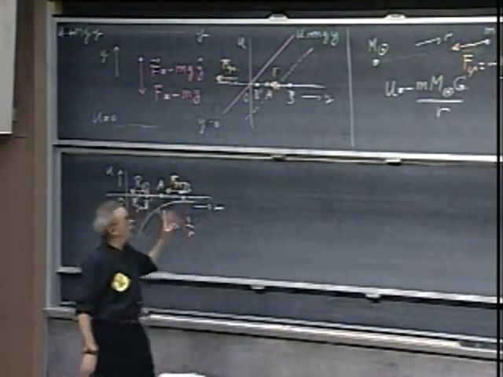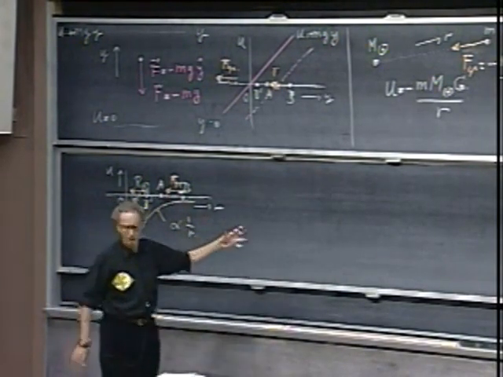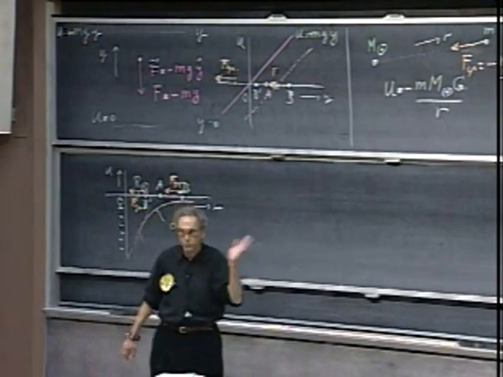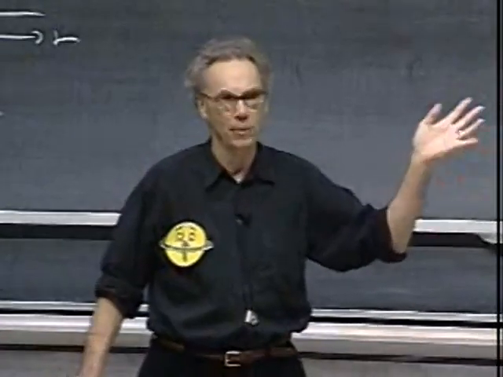If I release an object at 0 speed, it therefore will always move towards a lower potential energy, because the force will drive it to lower potential energy.